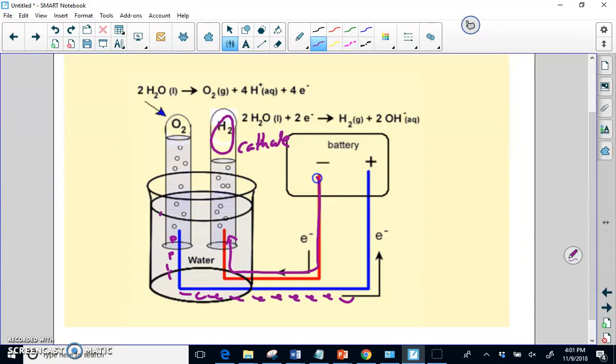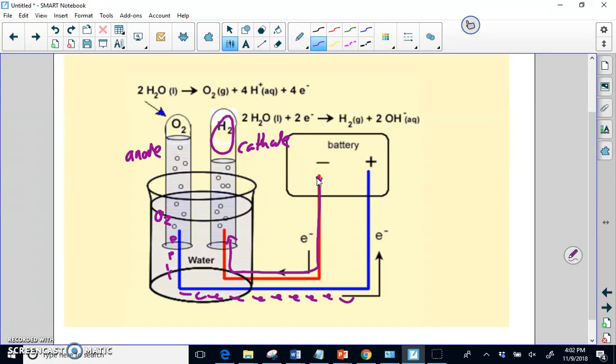And here, the oxygen in water is being oxidized and collects up here. And then because we're having an oxidation, this is the anode. Okay, now we can see the half reactions here. This is the hydrogen half reaction. This is the production of oxygen half reaction.